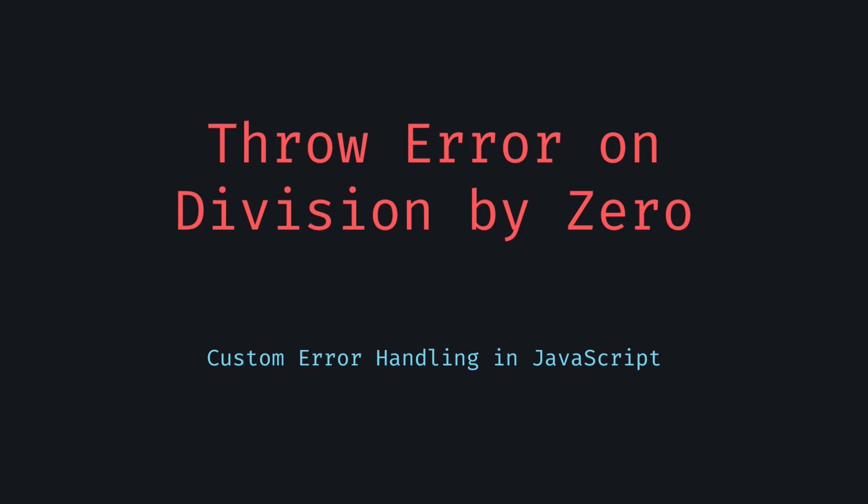Hey there, in this lesson, we'll build a simple JavaScript function to divide two numbers. But here's the twist. We'll add a custom error if the second number is 0. Why? Because dividing by 0 is not allowed in math or programming. Let's dive in and see how to implement this error-safe approach.